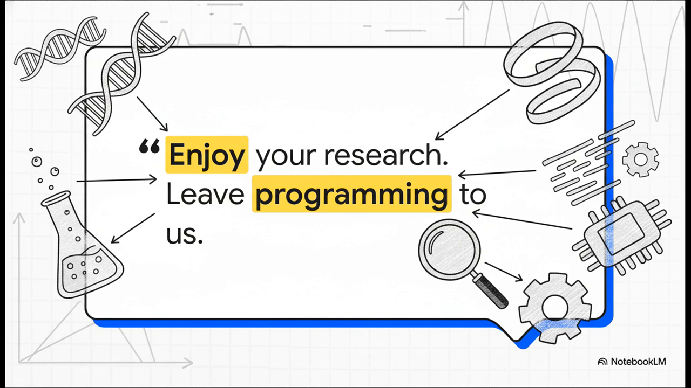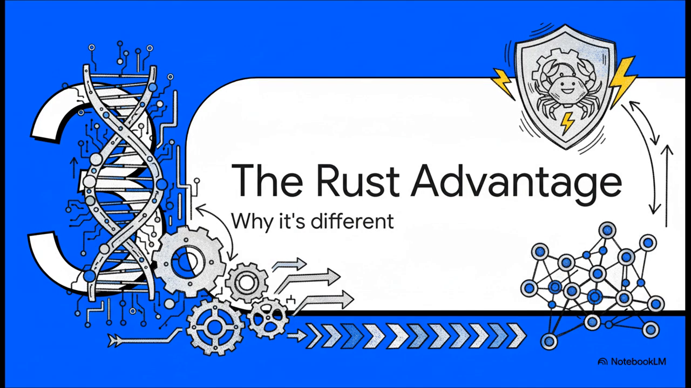I mean, that simple statement says it all. It gets right to their core belief that researchers should be free to push science forward, not get bogged down fixing code. So the big question is, how do they actually deliver on a promise like that? Well, the secret sauce is in the programming language they use. So let's dive into what they call the Rust-powered advantage and see what makes their whole approach so radically different.